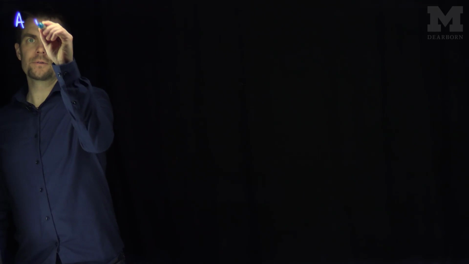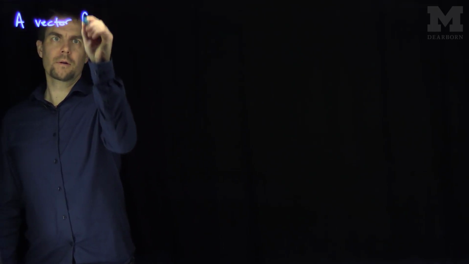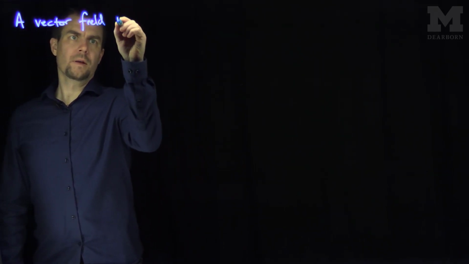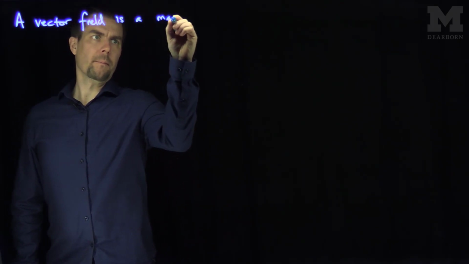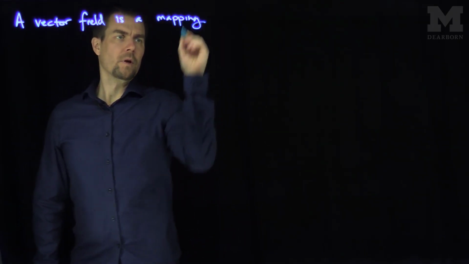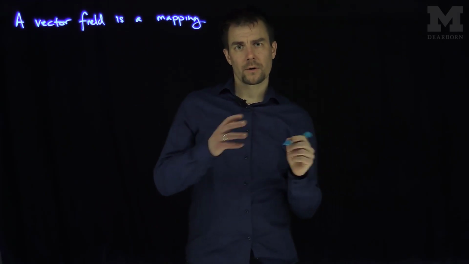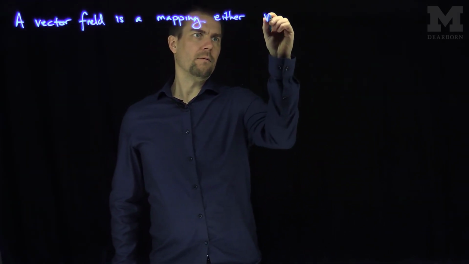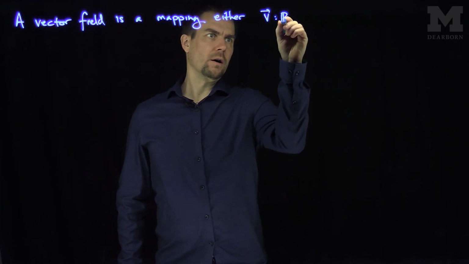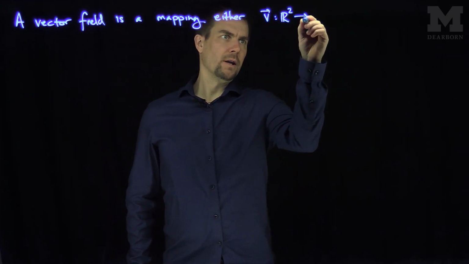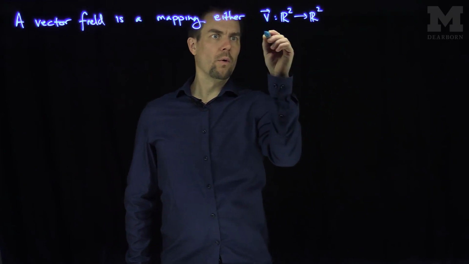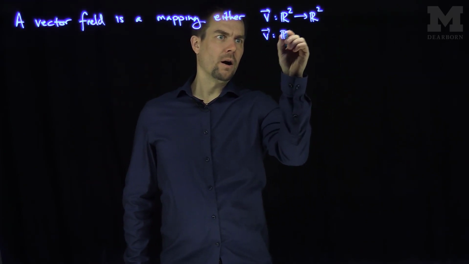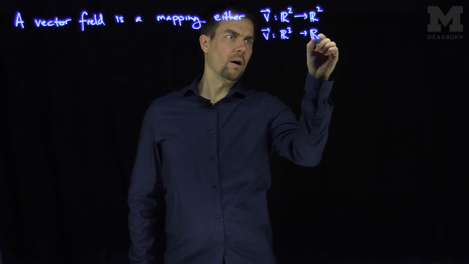Hello students, in this video we'll begin our discussion of vector fields. A vector field is a mapping either from R2 to R2 or R2 to R3. Either V maps R2, where I input a two-dimensional vector and output a two-dimensional vector, or V maps R3 to R3.